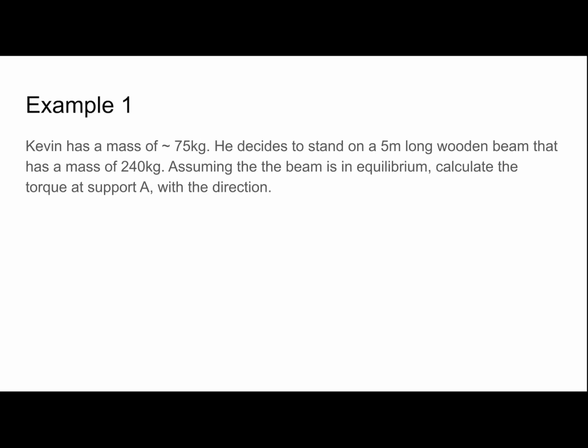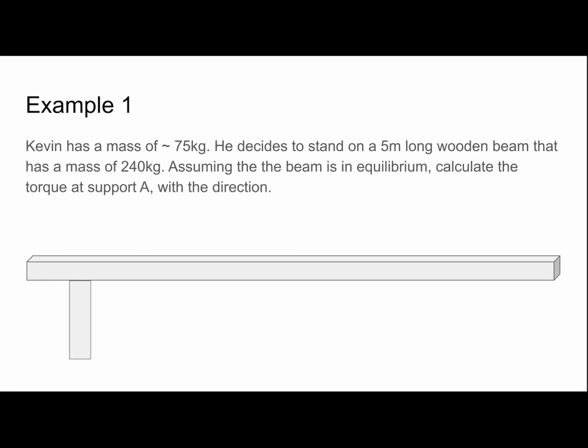Alright, we'll go to our next example. So Kevin has a mass of about 75 kilograms. He decides to stand on a 5-meter long wooden beam that has a mass of 240 kilograms. Assuming the beam is in equilibrium, calculate the torque at the support A with the direction.